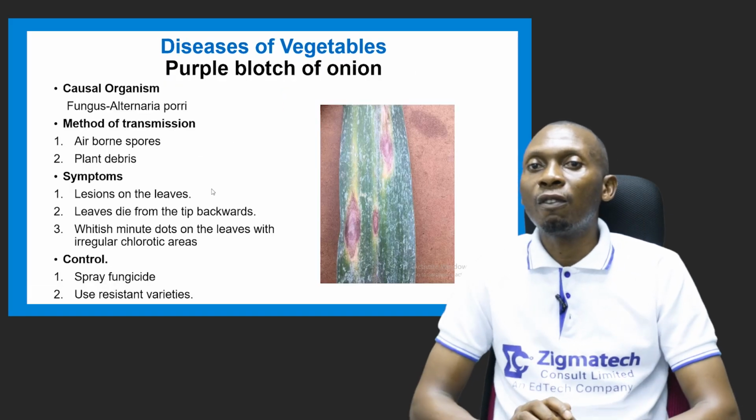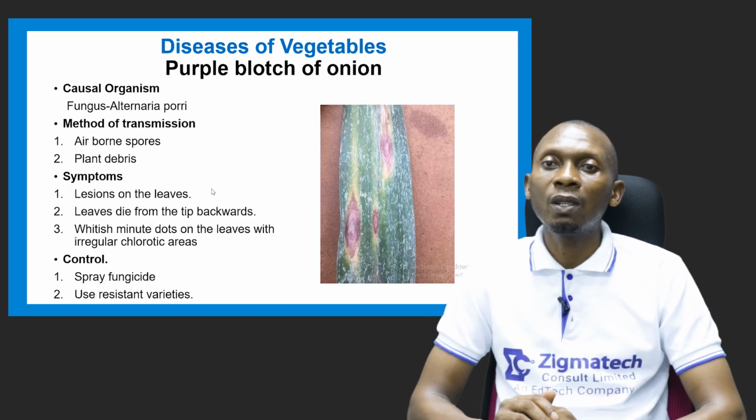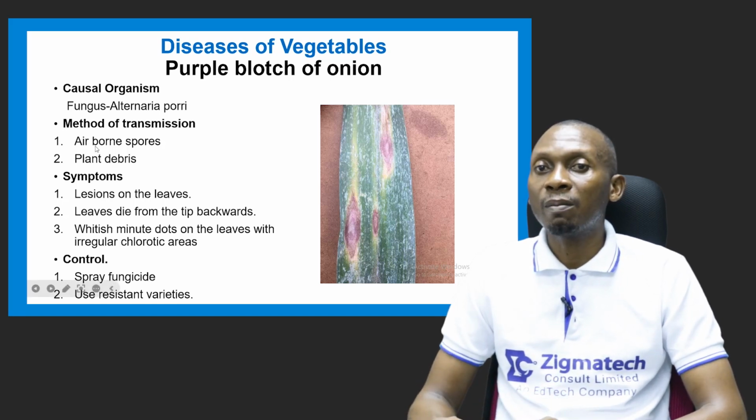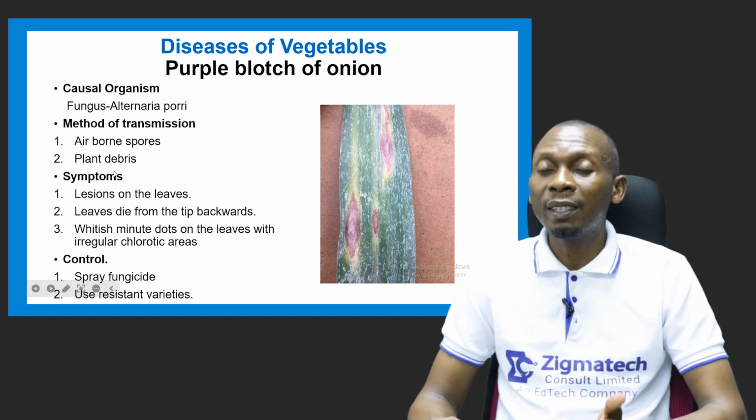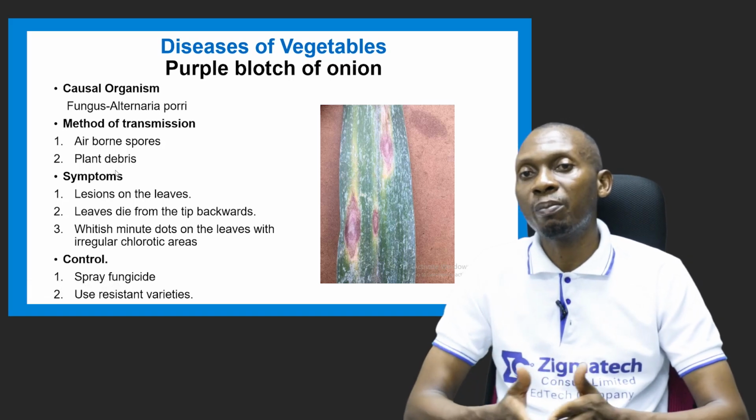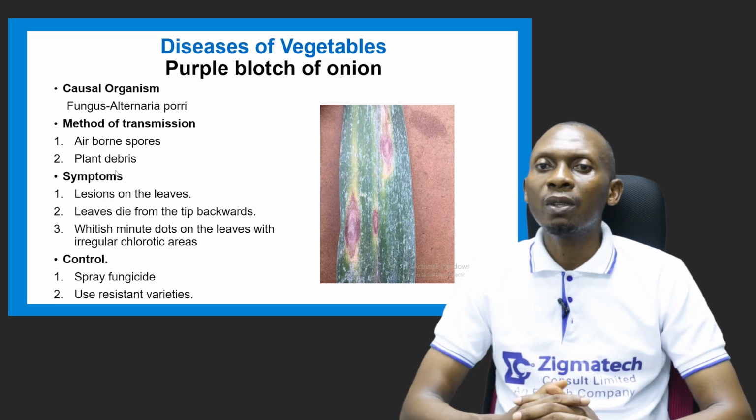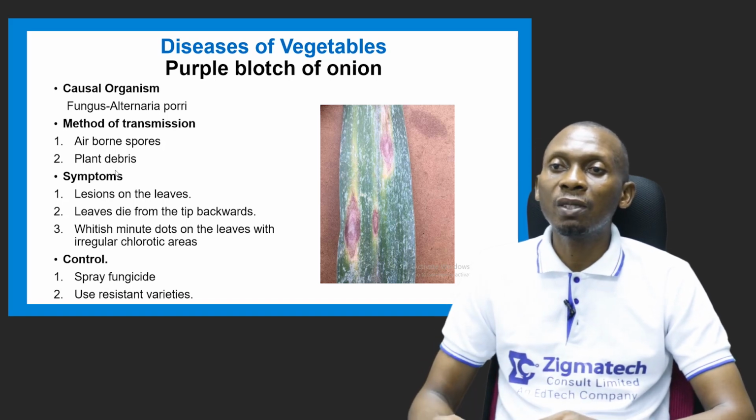Purple blotch of onions is a fungal disease, Alternaria porri. Now you can see the method of transmission is airborne, also plant debris. Remember, the plant debris refers to the previous planting materials left over after harvest. Then you can also see the symptoms are lesions on the leaves.